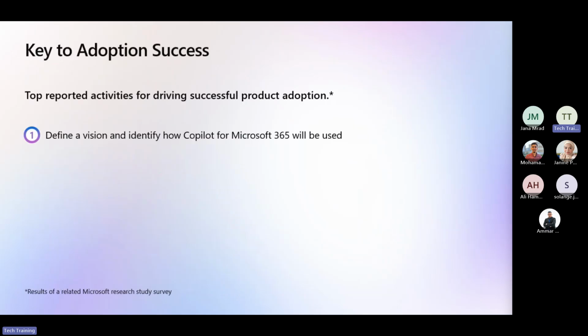So key to adoption success, which means that the client is using the product, is to define a vision and identify how Copilot for Microsoft will be used. Whenever you go to a client, define a vision. What does the client want from this product? Just make sure that what the client hopes for is available within the product that you are selling. Don't disappoint the client.